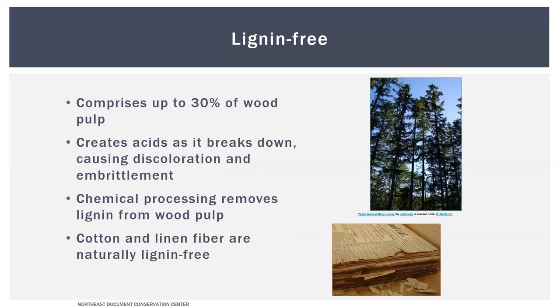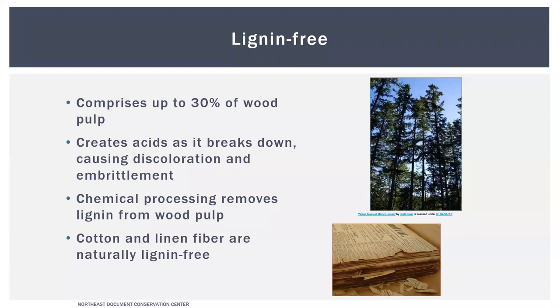The answer is lignin. In addition to acid-free, all the descriptions say that our sample paper is lignin-free. Most of the trees used in paper manufacture are conifers, and the pulp from conifers is made up of cellulose and up to 30% lignin. Lignin is the bonding agent that holds the cellulose structure together and allows the tree to be strong enough to stand up. It is also the component in wood pulp that produces acid as it breaks down and causes paper to discolor and become brittle.